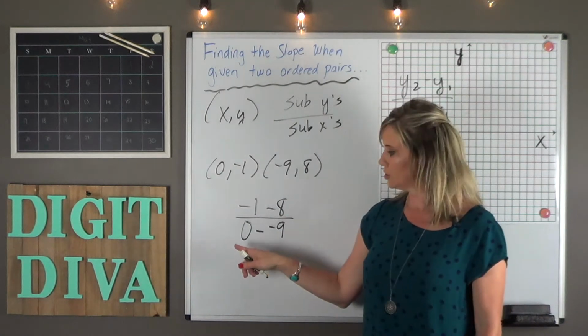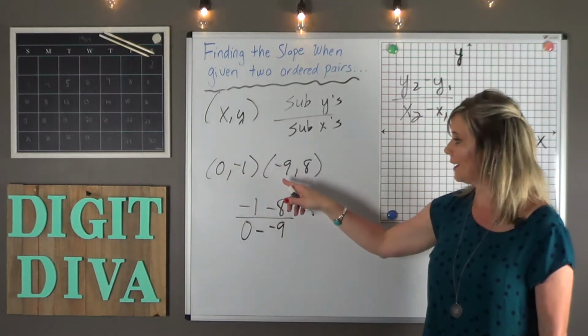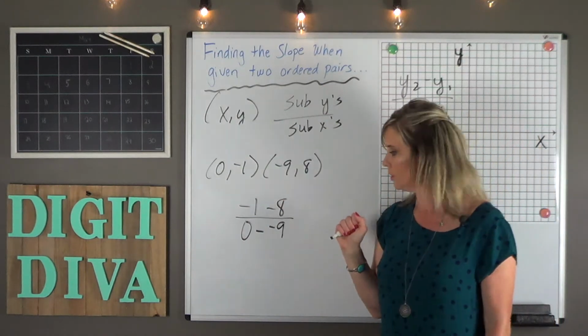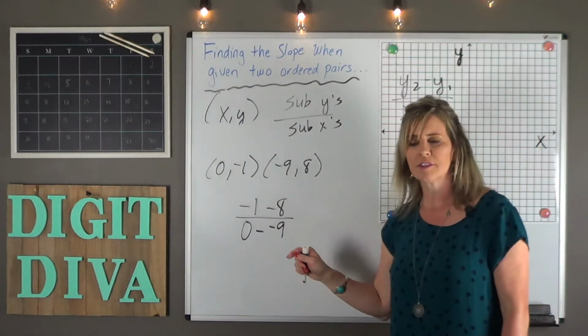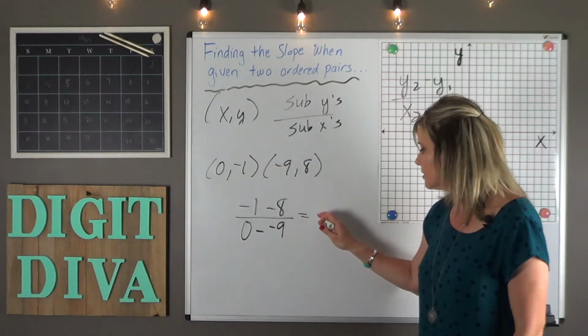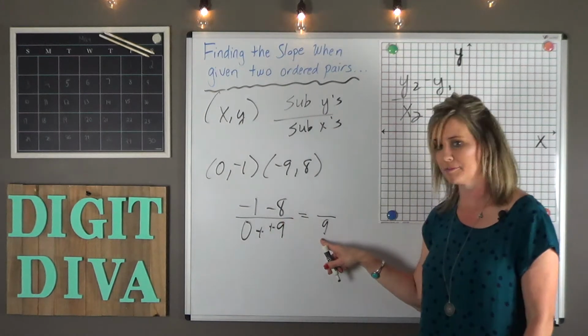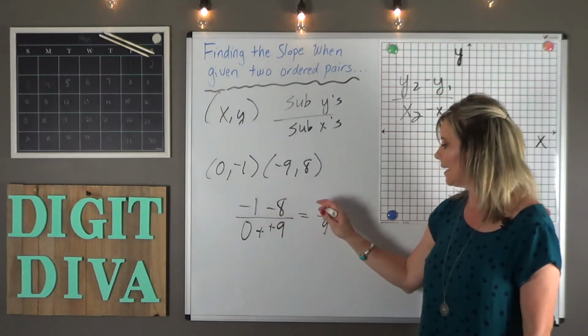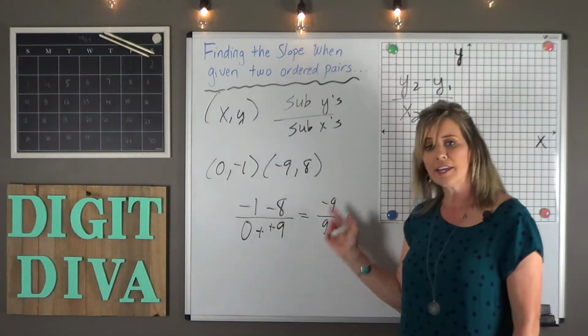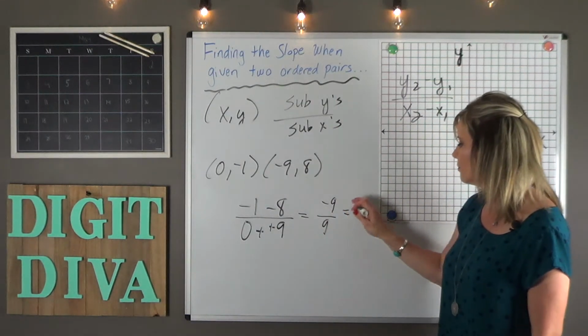And look, I didn't just say 0 minus 9. I said 0 minus -9. Okay, what do you know about two negatives? Two negatives, we're going to clean it up, and they're going to become a positive. So my denominator would become a +9. -1 minus 8 would be -9. And if I simplify my fraction, I would simply have -1.